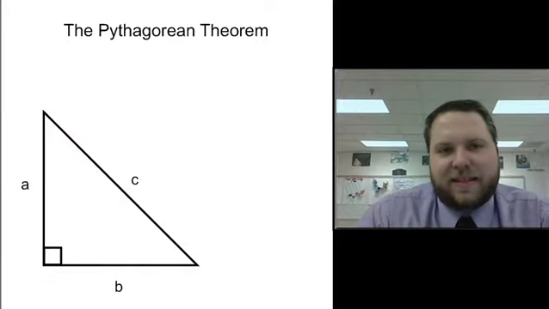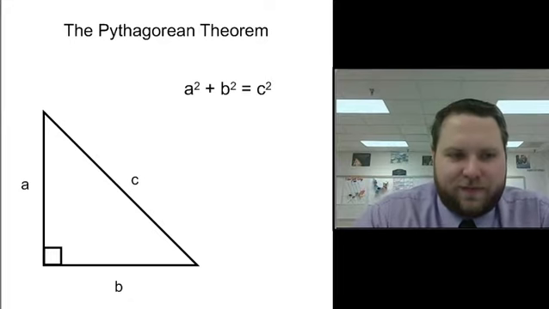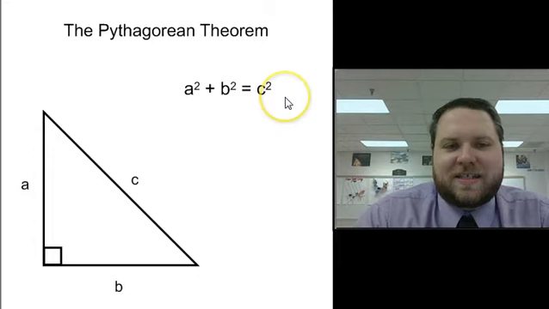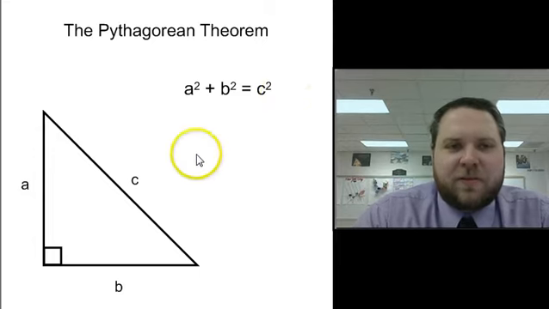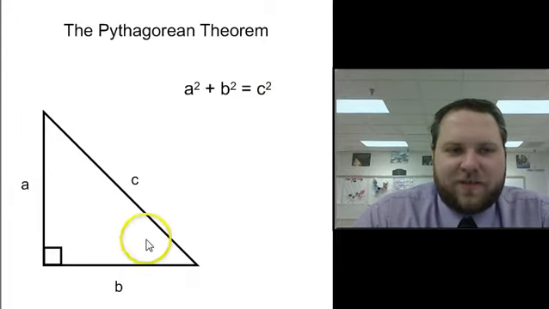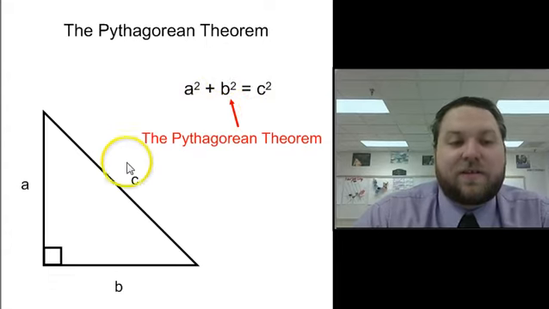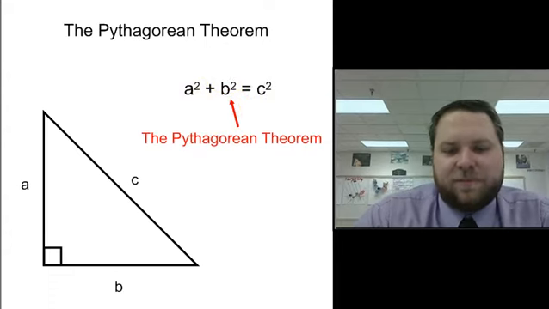And this leads us to this nice, simple, easy, but miraculous equation. A squared plus B squared equals C squared. So simple, but it describes these right triangles every single time and very elegantly. And this right here, A squared plus B squared equals C squared, that is the Pythagorean theorem. And this is worth memorizing if you don't already have it memorized.